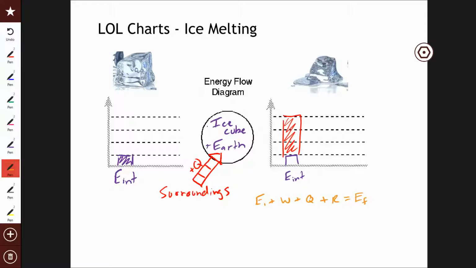So now we have to write our conservation of energy equation. We know it's going to be initial energy plus whatever energy was transferred, giving us our final energy. What type of energy do we have initially? Internal. So we have our internal energy. Were there any energy transfers? Yeah. Oh, heating. We were heating, right? So we have some positive heating.